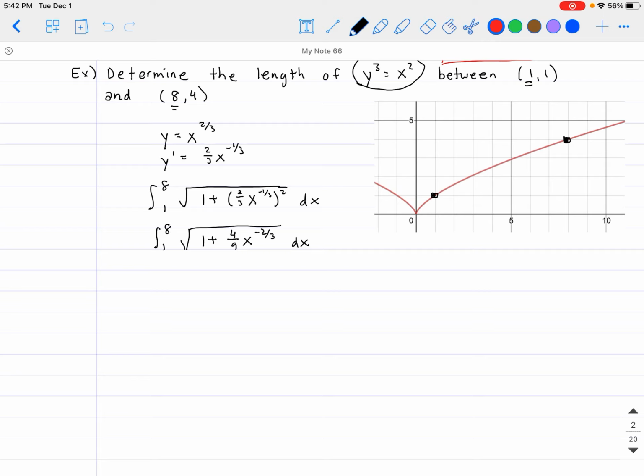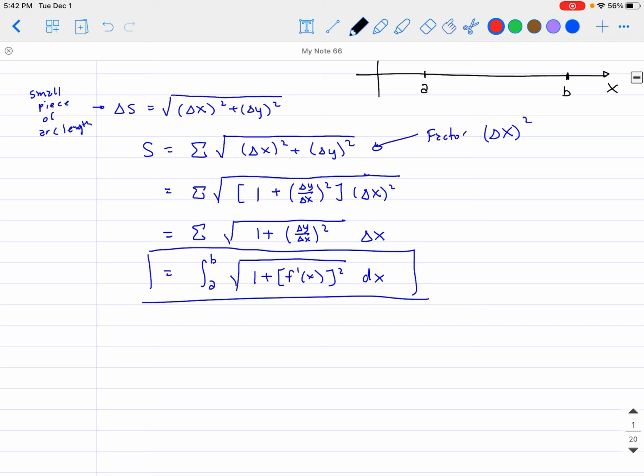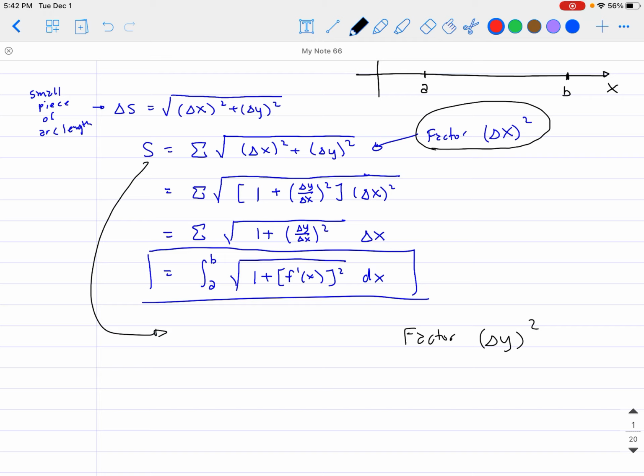We can also solve for x, and that basically means that we're going to have to change our equation a little bit. Let me refer you back to my original equation, which is this guy over here. In the second step, if you remember, we factored out the delta x squared. But what happens if I factor out delta y quantity squared instead? If I do so, then that's going to change my equation as the following: the summation of the integral of the square root of 1 plus delta x over delta y quantity squared, delta y.